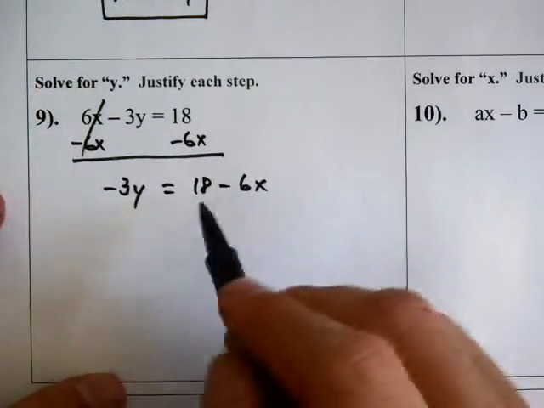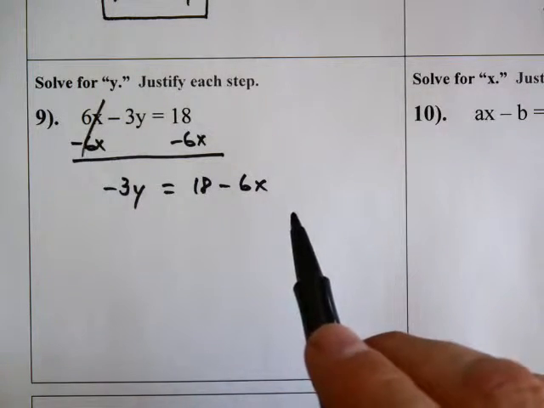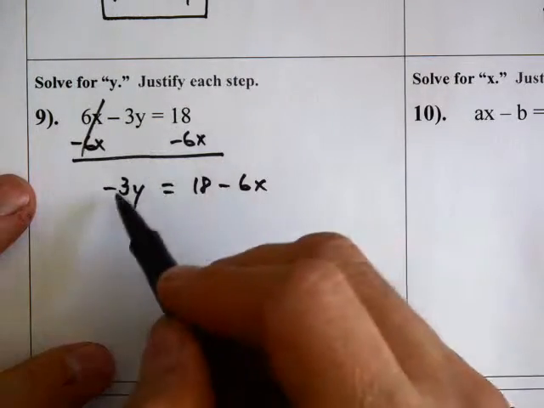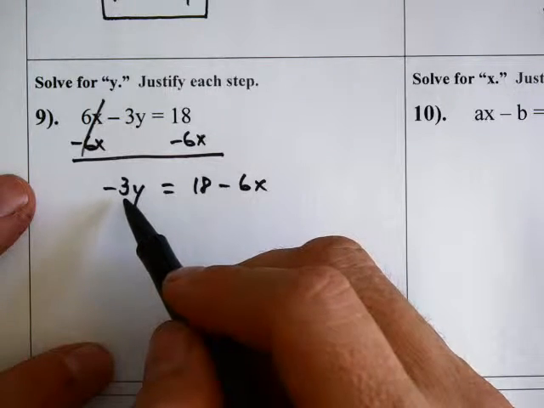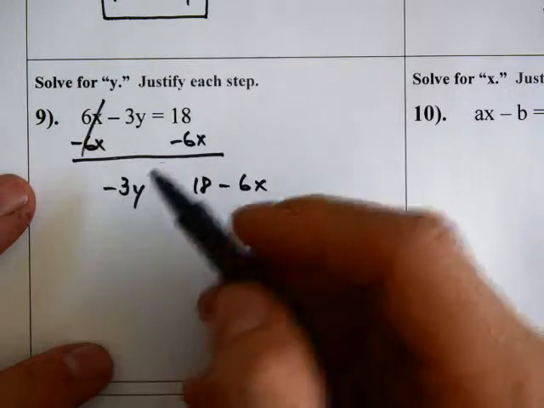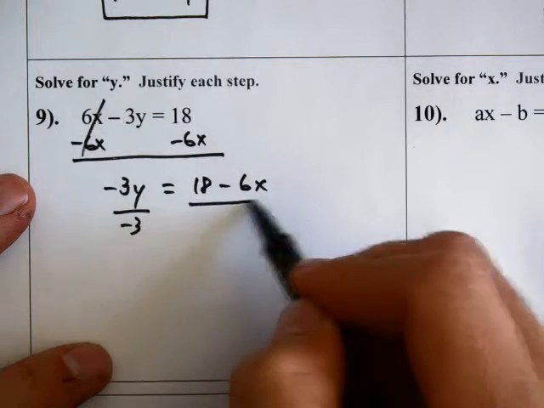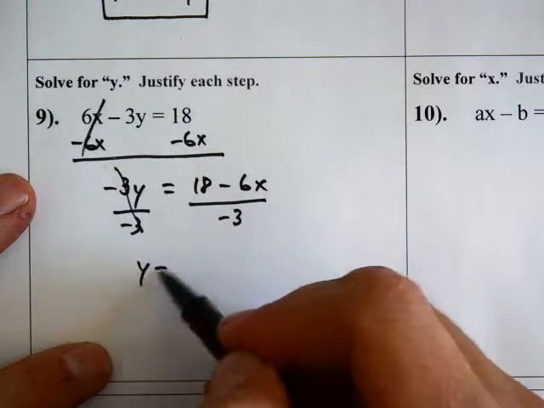Some teachers may want you to reverse those, but there's no necessary reason why you would need to do that, so I just don't do that. Okay, now what do we have over here? It's negative 3. Is it plus y? No. Is it subtract y? No. It is times y. So we divide by -3 there and there. So these cancel out, and we get y equals.